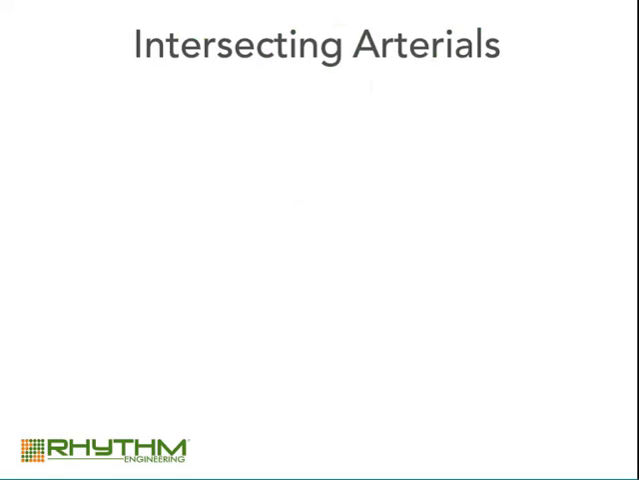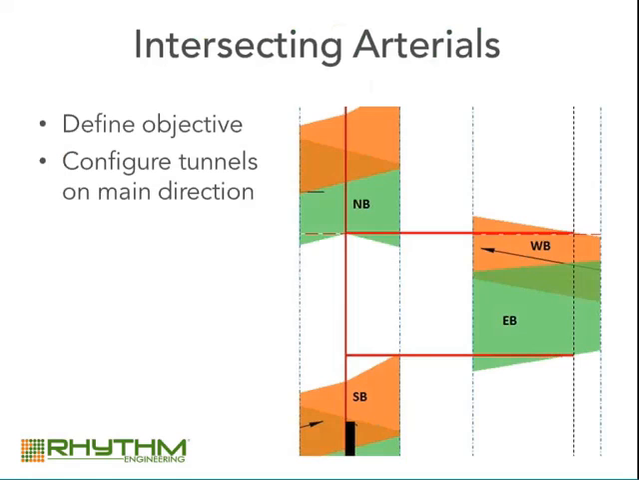The first thing you need to do is define the objective of the intersecting arterials. For this example, our objective is to provide progression on all four through phases. In Central Sync, you will first configure the tunnels on the main direction, which in this case is north and south. The white space in between the southbound and northbound tunnels is where you want the east and westbound tunnels to occur.